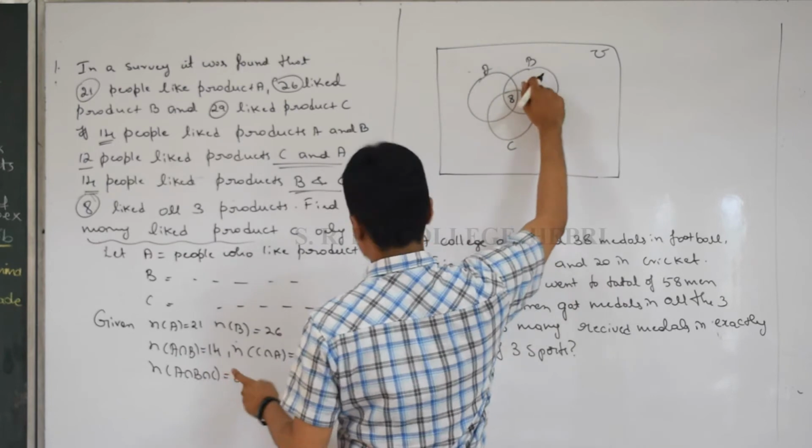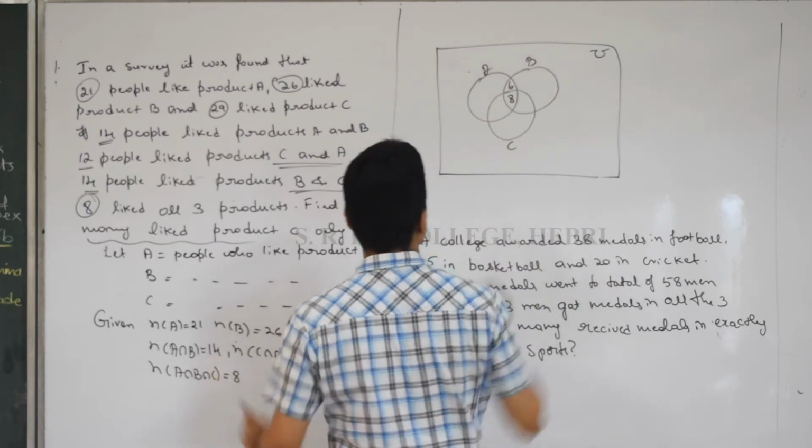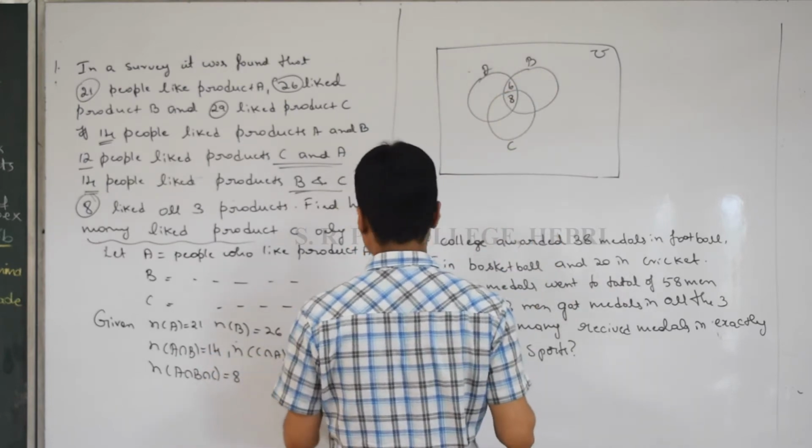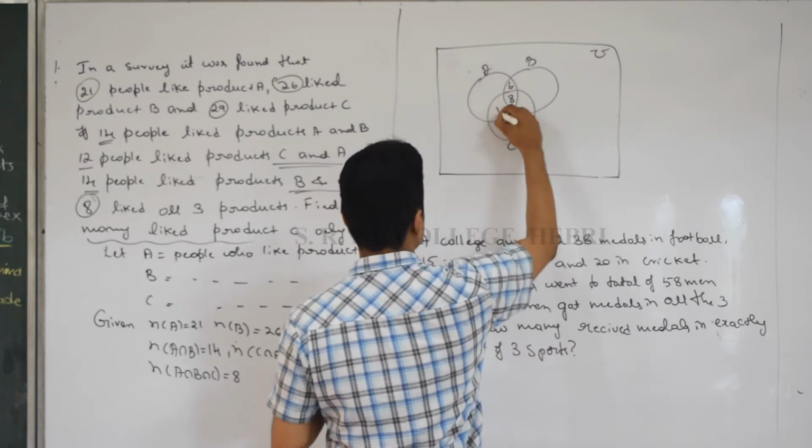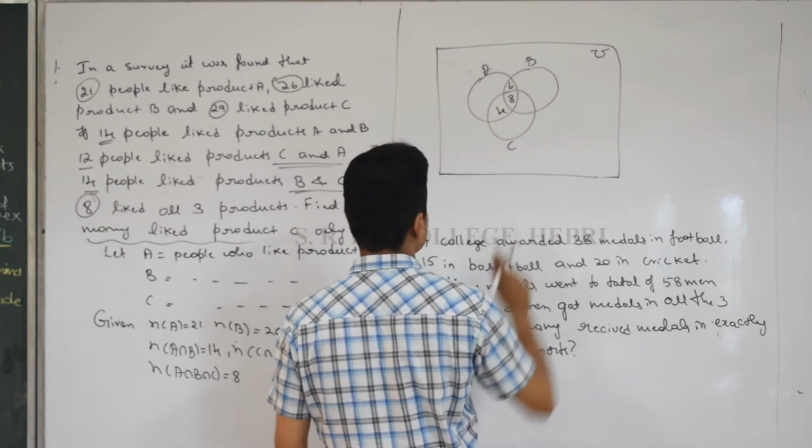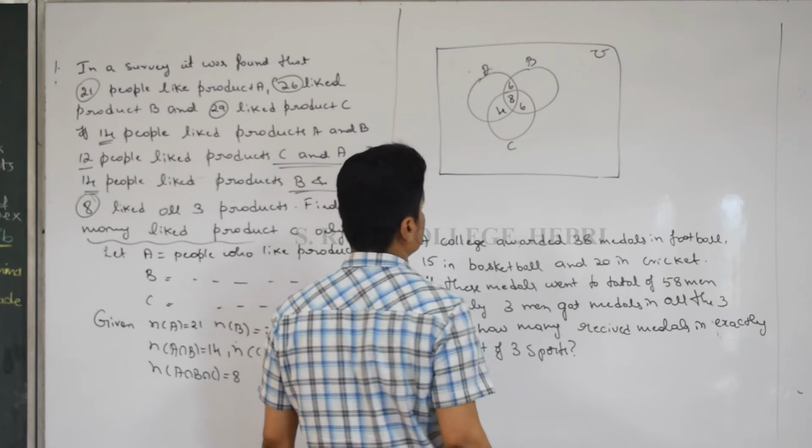Next, A intersection B is 14, so how much should come here? 6. C intersection A is 12, so how much should come here? 4. B intersection C is 14, so how much should come here? 6.